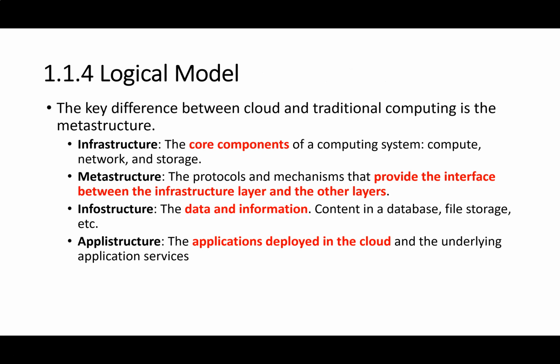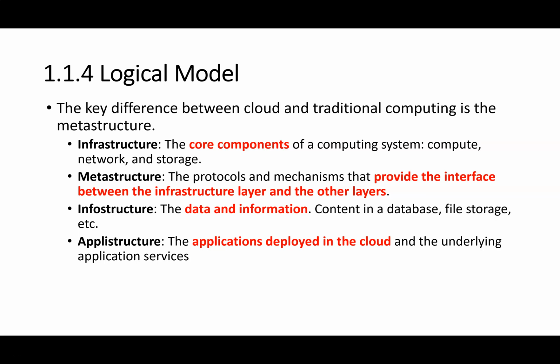All right, so there's also a logical model, if you will. The metastructure, information or data about the structure. So the infrastructure itself is the core components, including network, storage and the compute, as they define it in this white paper. Metastructure, the interface between the infrastructure layer and the other layers, and again, connected using application programming interfaces. The infostructure is the data and the information itself, usually in a database, file storage, things like that.